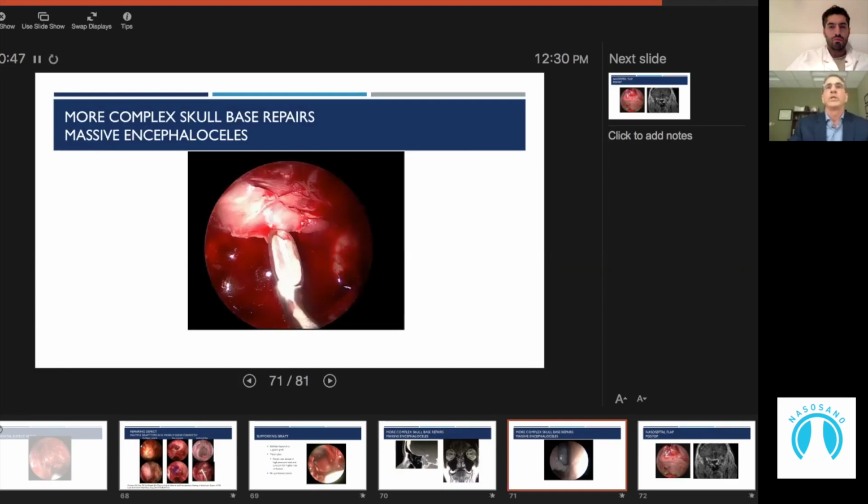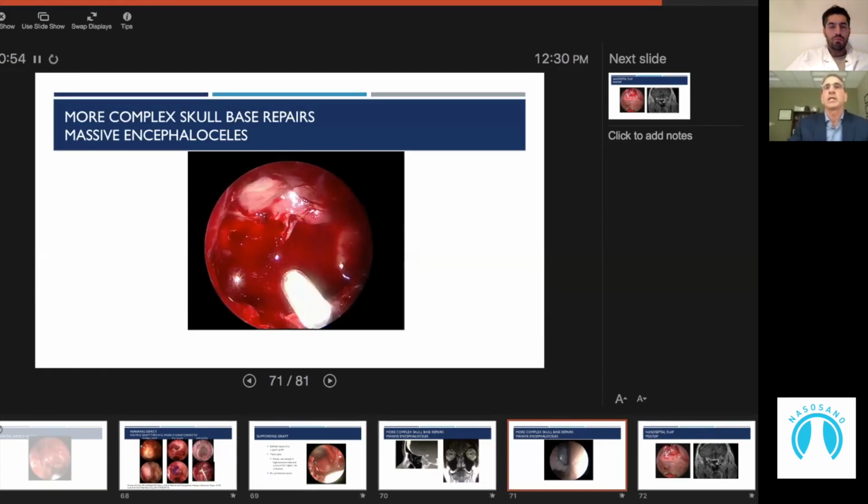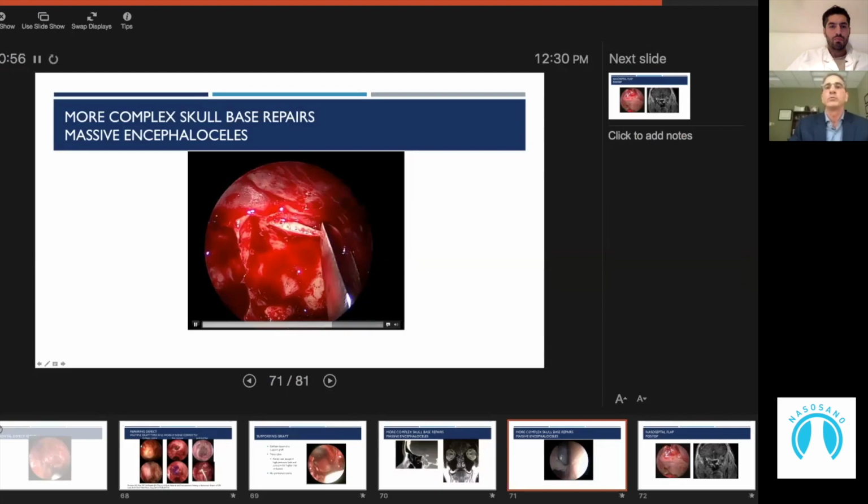And again, we need to take our time with these grafts. They will fit in. We don't need them to be watertight, but we need them to lock in there well enough that they're not going to move. Here's another bone graft, placing on top of the dural replacement.